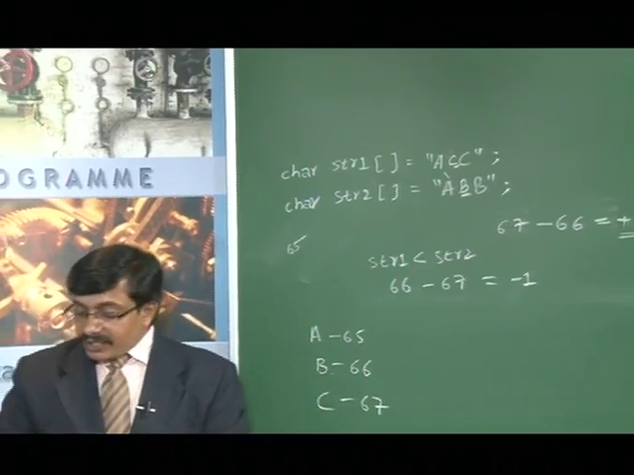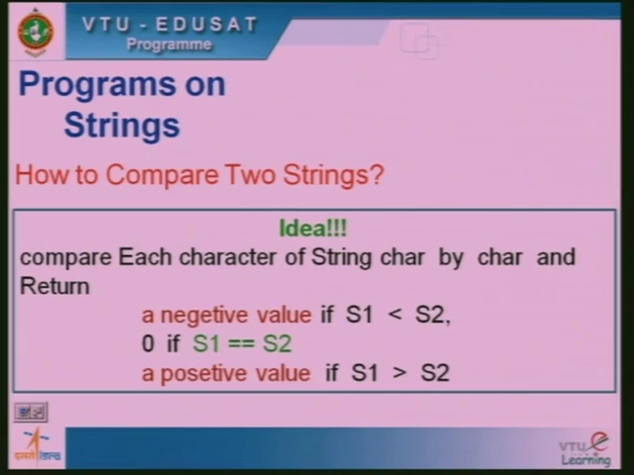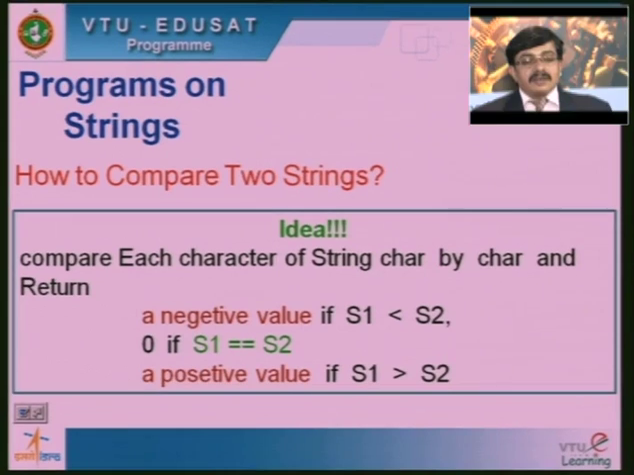Now if you look into a program associated with this, the only logic here is we have to compare characters one by one, and whenever the ASCII value of the first string character is lesser than the second string character, we have to return a negative value, and whenever the ASCII value of the first string character is greater than the ASCII value of the second string character, then you have to return a positive value.